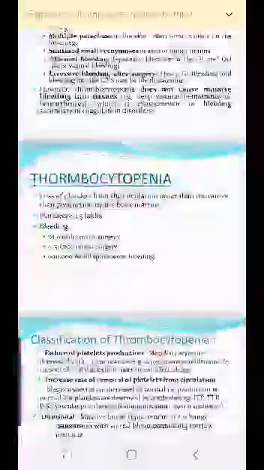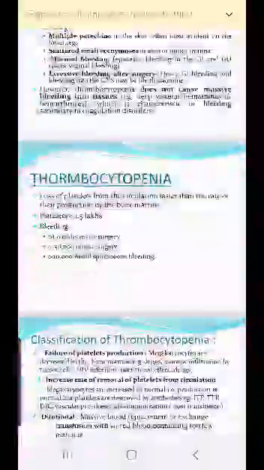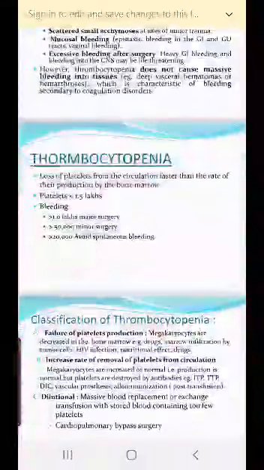As I have told you, it is the platelet count. If it is less than 1.5, it is known as thrombocytopenia. Now some people divide it into mild, moderate and severe thrombocytopenia. They call it mild when it is 1 to 1.5, around 50,000 to 1 lakh is moderate, and 20,000 to 50,000 is severe.